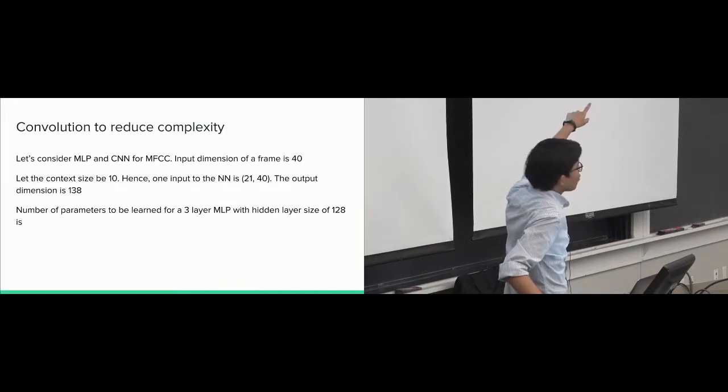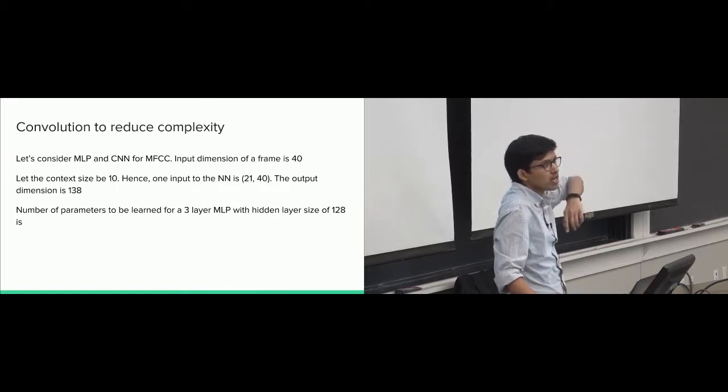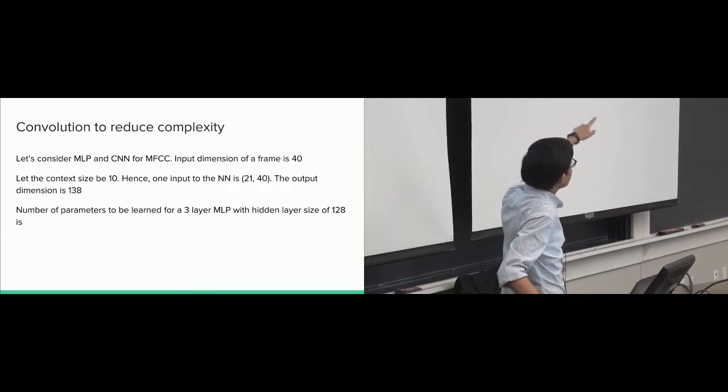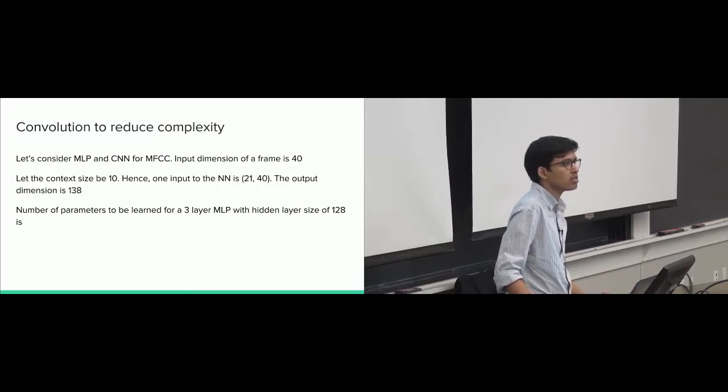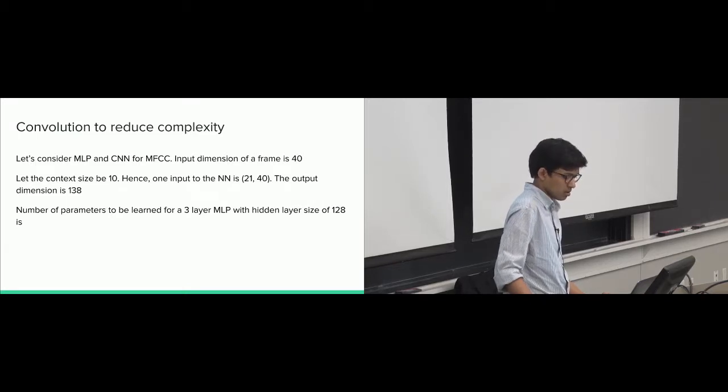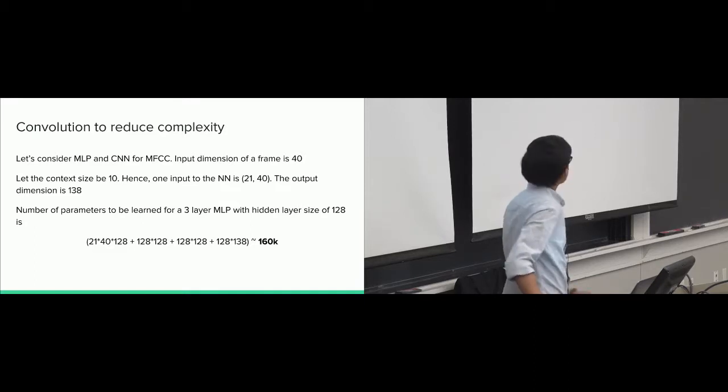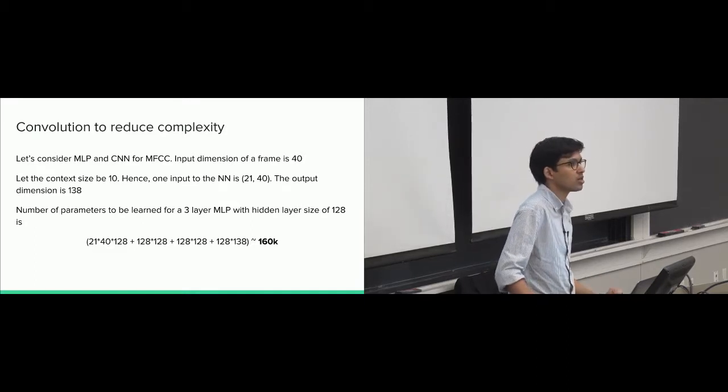You have 21 by 40 as your input dimension. So when you flatten it, it will be 840. And then you have 3 hidden layers of 128. And then you have the last layer with 138 possible categories. So it'll be 840 by 128, 128 by 128, 128 by 128, and then 128 by 138. Exactly. So this is approximately 160,000 parameters.